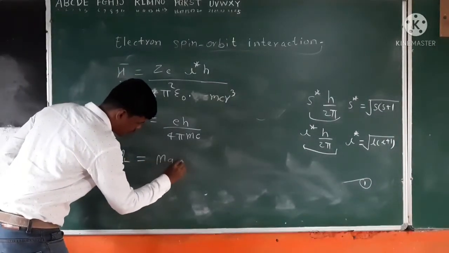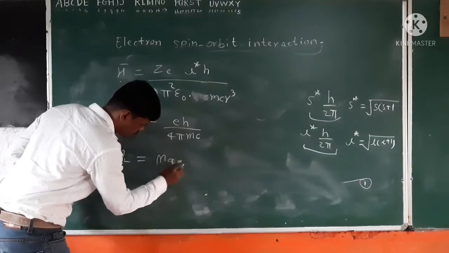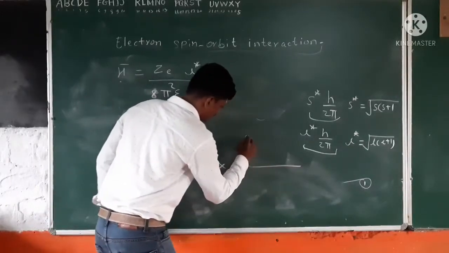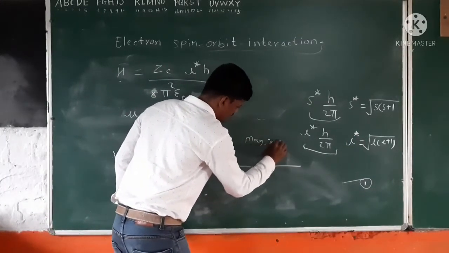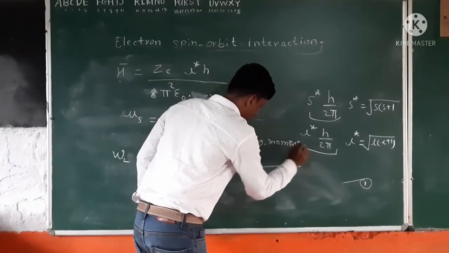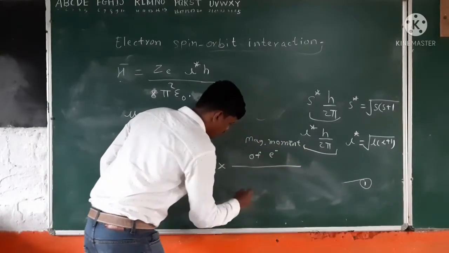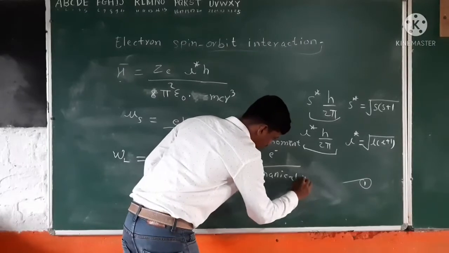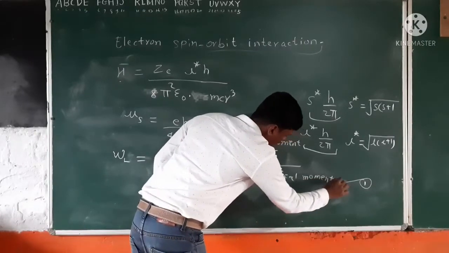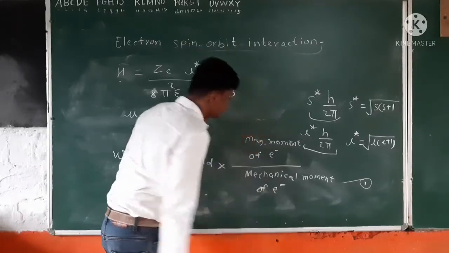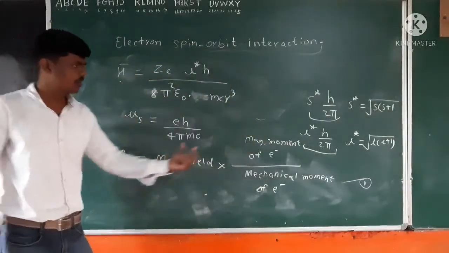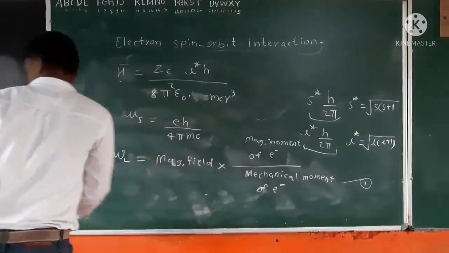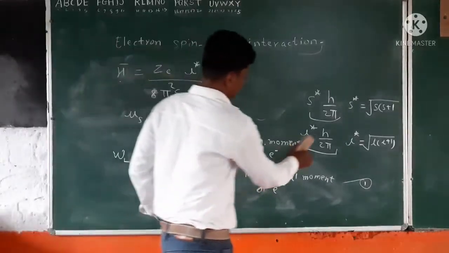So what is the formula? We have the magnetic field multiplied with the magnetic moment of the spinning electron and divided with the mechanical moment of that electron. So we know here the magnetic field H, the magnetic moment of the electron, and the mechanical moment, I will write it here.